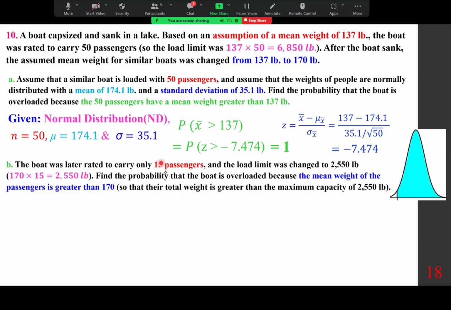And so we are again dealing with normal distribution, but now N is what? 15. The mean mu is different now. We have the same mean, 174.1, and sigma is 35.1. But this one, the probability of X bar is larger than 170 now. So the only thing that has changed from here is the value of N, and instead of 137, we're going to go with 170.